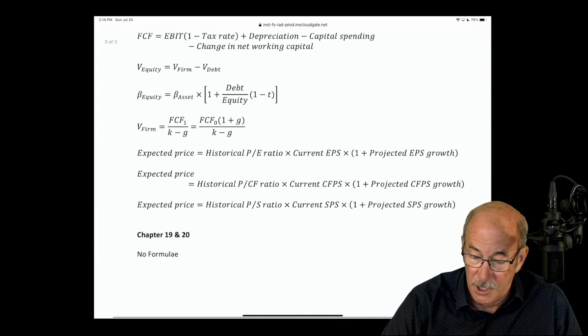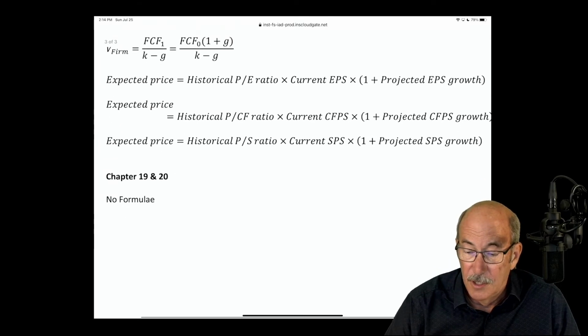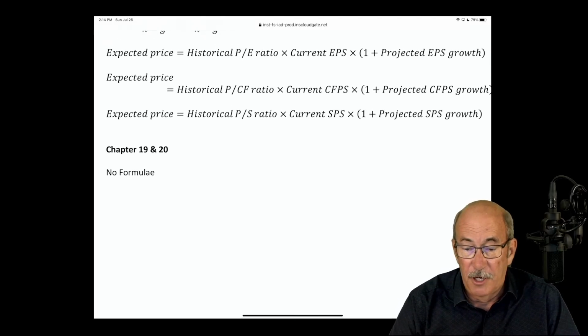Should be right here. So if you're using PE, this would be the historical, the top row there, historical PE ratio times the current EPS times 1 plus the EPS growth rate.